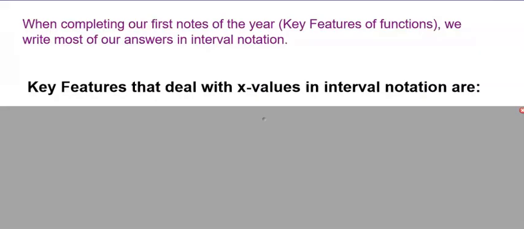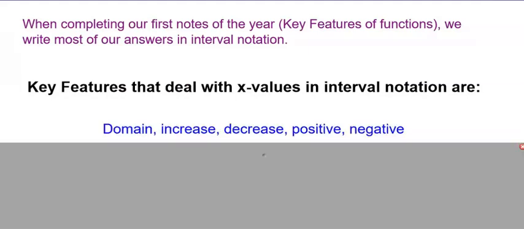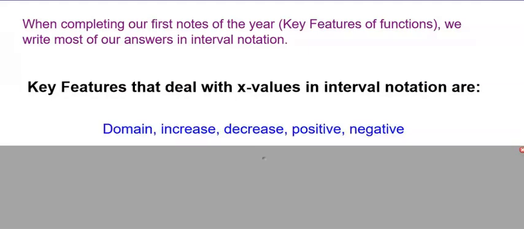So with this, we're going to be dealing with some of our key features. And again, you've learned key features in Math 3, so we're going to hit these more and just go on from there. So our key features that deal with our x values. Remember, x values are the ones that go left to right on the x-axis. We're going to write them in interval notation also. These are going to be domain, increase, decrease, positive, and negative. So the intervals of the domain, the interval for increase, the interval for decrease, the interval of positive and negative are going to be written in interval notation.